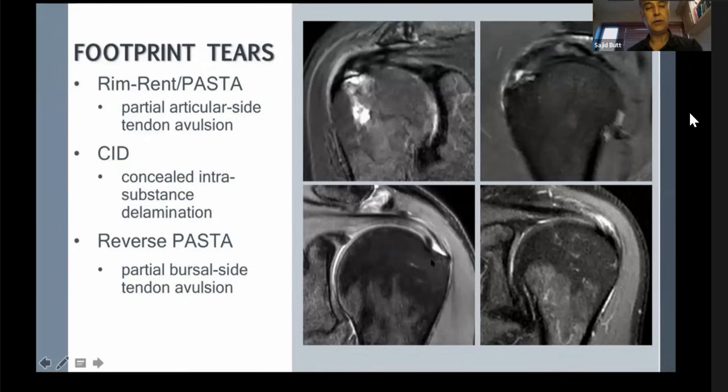Then we've got the reverse PASTA lesion, which is a partial bursal side tendon avulsion. This is seen here. We've got bursal surface tendon avulsion developing here. And then finally, you've got the concealed intrasubstance delamination tear, which you can see just extending between the tendon fibers, like we saw in that subscapularis example I showed you earlier. So these are the special kinds of partial thickness tears, which you can see at various attachment sites of the rotator cuff.